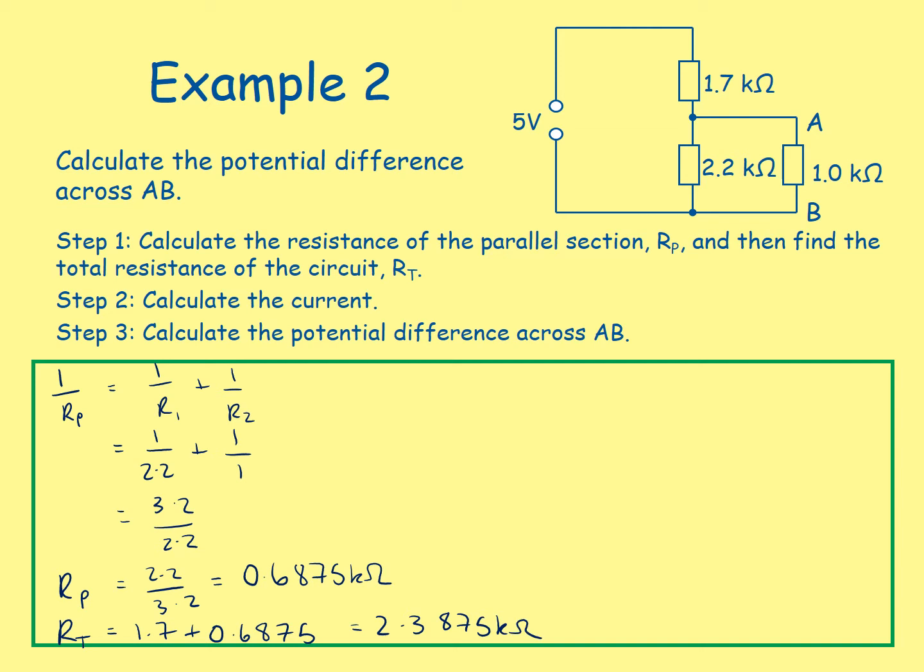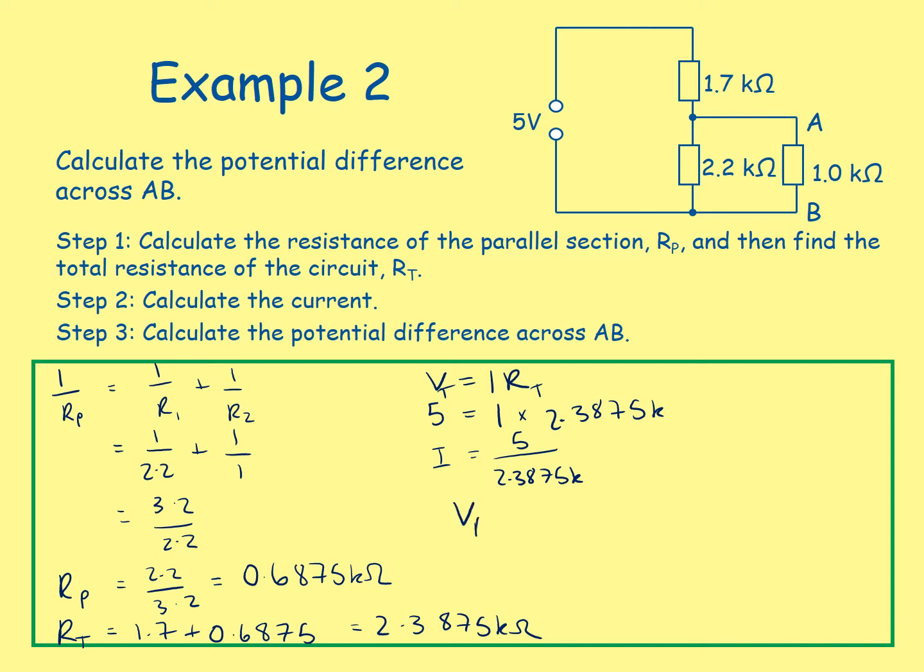So we've got Ohm's law, V equals IR. Our total voltage is 5 volts. We've got our current, and we're timesing it by our total resistance. So our current is 5 over 2.3875 kilo ohms. Again, we're just going to leave it like this, so our values are going to end up more accurate. Step 3, calculate the potential difference across AB.